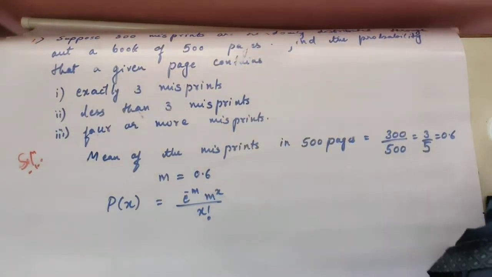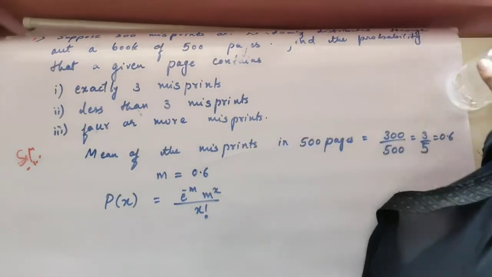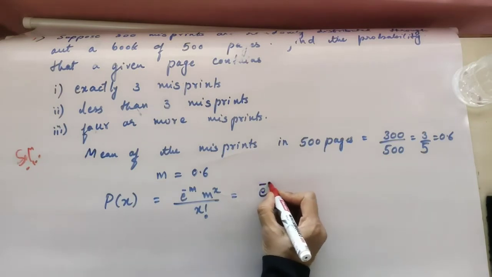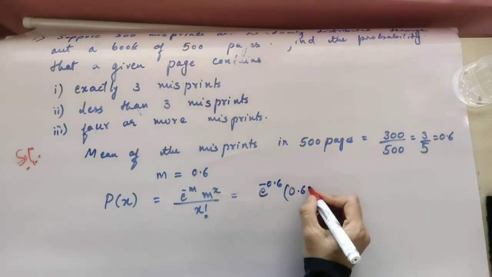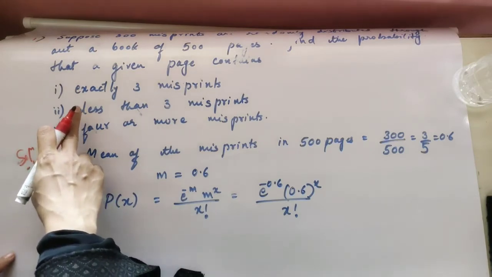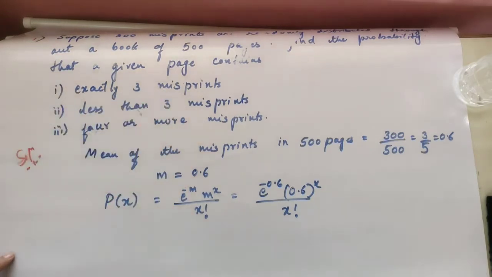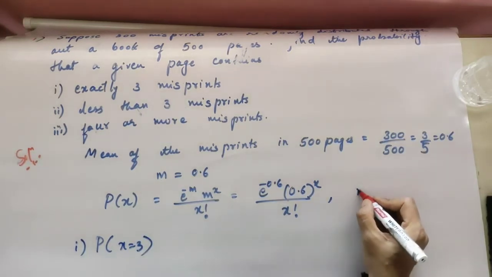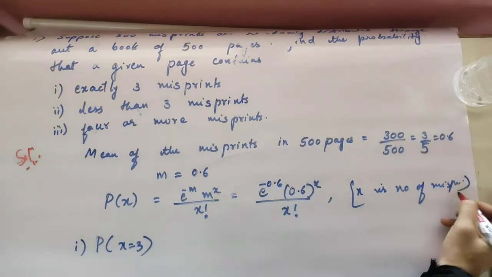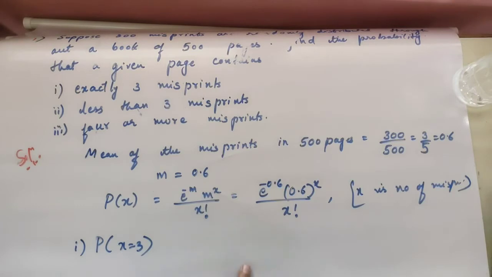Now once this is done, this is equal to e to the power minus 0.6 raised to x divided by x factorial. You substitute the value of m there. Now we have to work for this problem. Exactly 3 misprints: you have to work for exactly 3 misprints, meaning p of x is equal to 3, the first part. So x denotes the number of misprints here. X is the number of misprints. So the probability distribution p of x we have got for this problem.